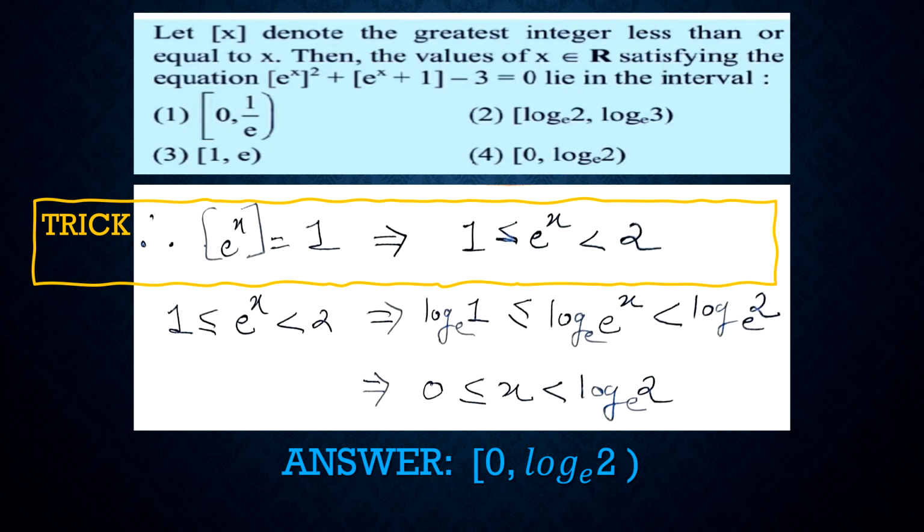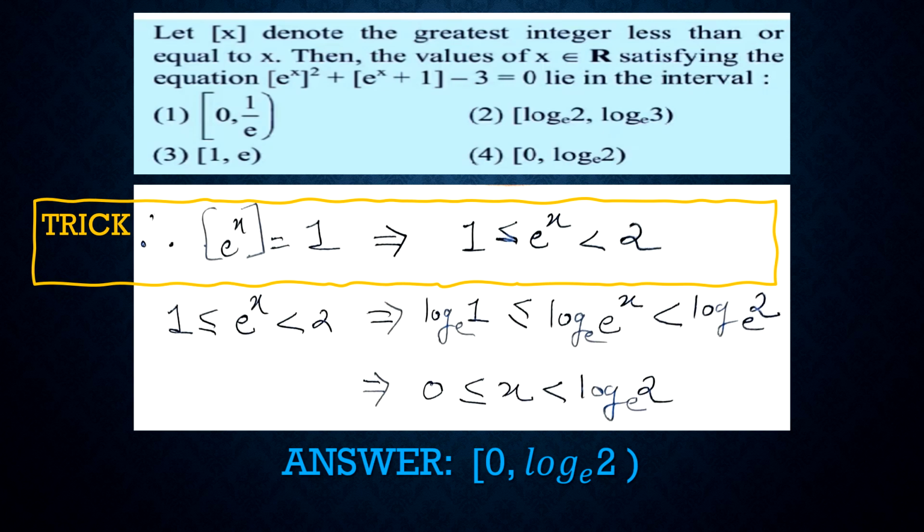Now here comes the trick, or the definition of the greatest integer function. If the greatest integer function of e raised to x gives the value 1, that means your function e raised to x lies between 1 and 2. What is the reason? For example, if e raised to x has value say 1.5, then what will be the greatest integer function value for that? It will be 1. Correct? So here, if box of e raised to x equal to 1, then e raised to x lies between 1 and 2.